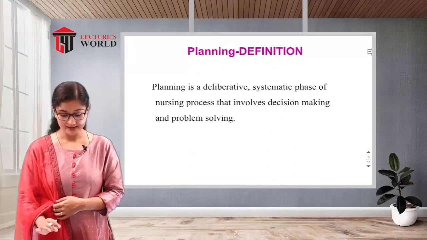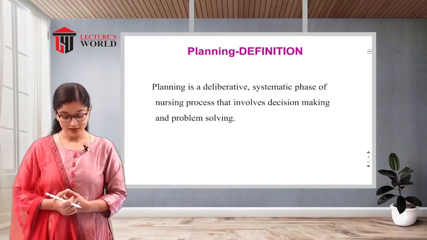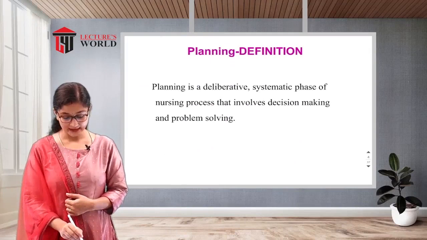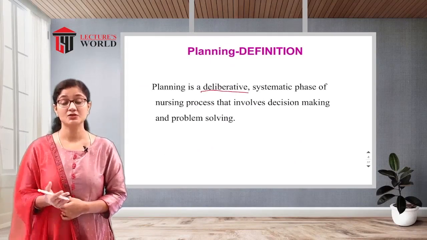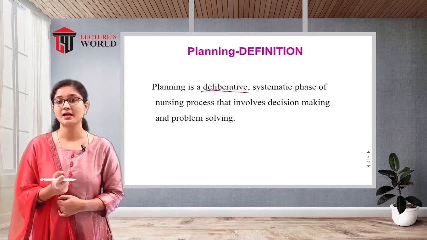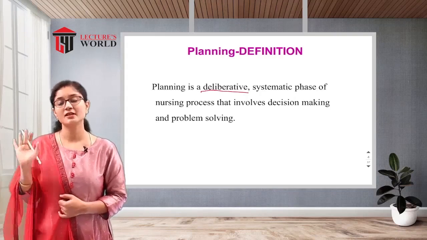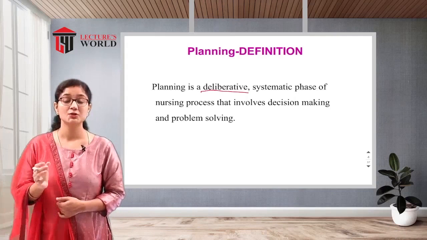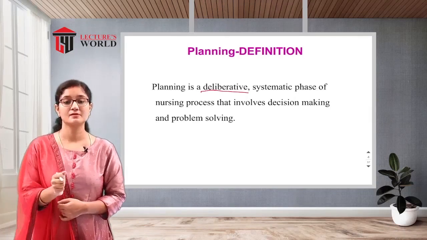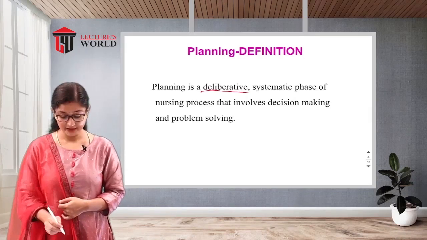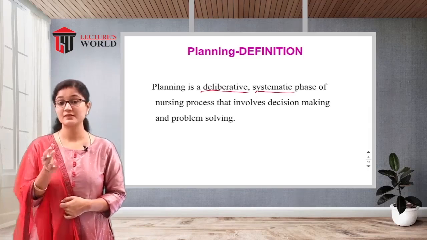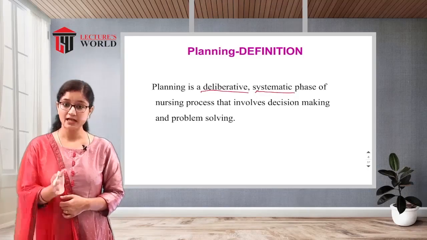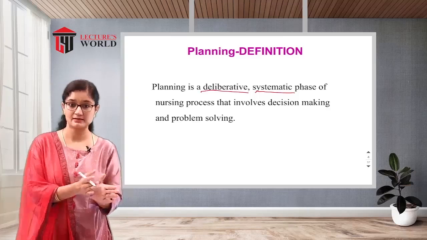Very important is the definition. So planning is deliberative. Deliberative means जानबूझ के, you are just doing it with deliberation. Planning is never just you're sitting, I will nicely plan. No, you are doing it with some purpose. Deliberative, systematic. Hopefully you understood deliberative. Systematic means why? Because planning is based on the assessment.